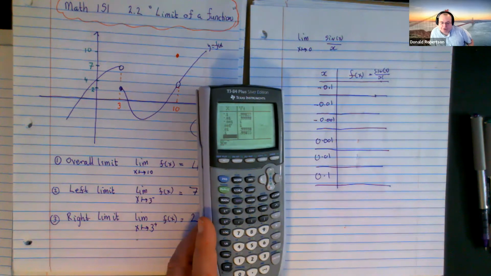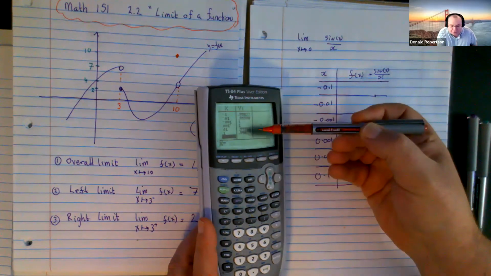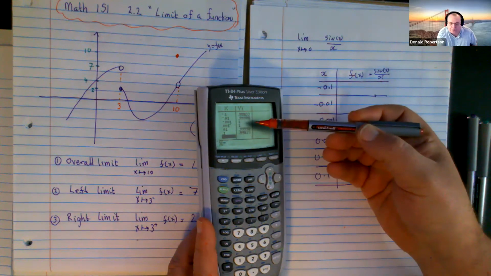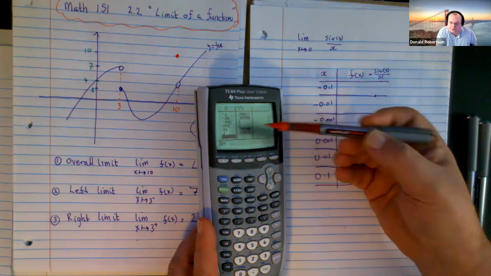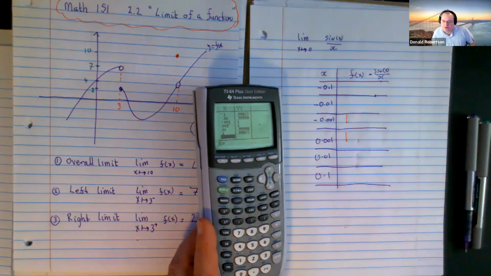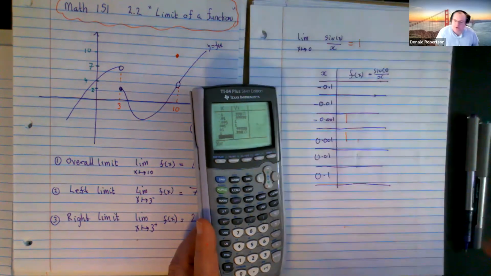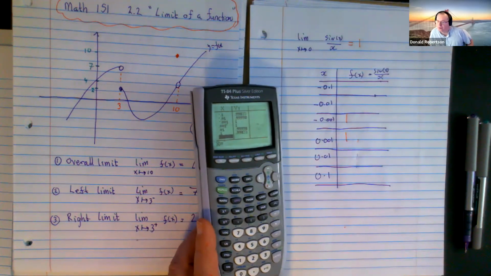Do you notice in this table that as you merge to the middle, as you get closer to 0, the answer is essentially, at least to 6 decimal places, 1? And so I can make that assumption. Does that seem reasonable?